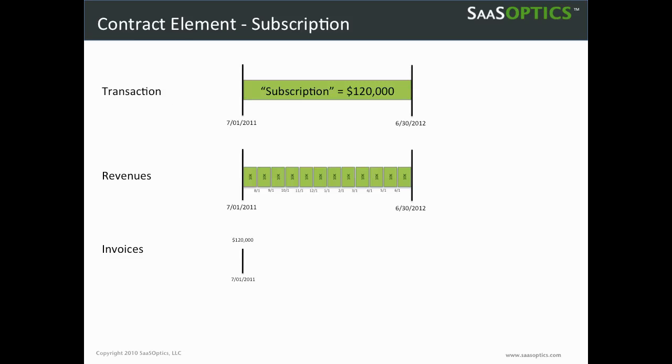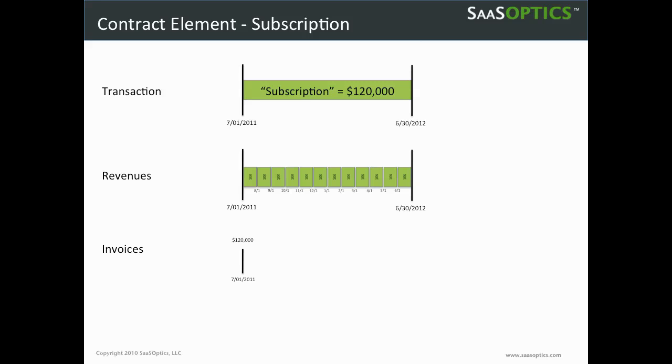So if we take a look at each of the contract elements, this is the first one. This is the subscription. We can see it's $120,000. So the transaction itself starts on 7/1 and ends on 6/30/2012. It's $120,000. Below it, you can see the revenue schedule. Now, for our example, we've used an even monthly revenue schedule of $10,000 a month over the life of the term.